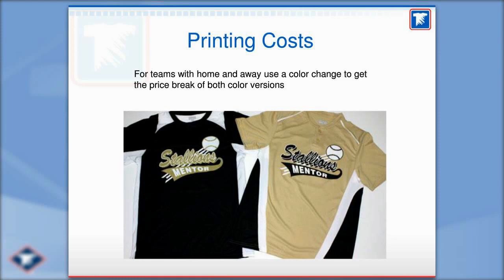Because we changed all of the gold to black, that allowed us to actually do a color change instead of doing two separate orders. So we were able to save this team a whole bunch of money because it was just one order of 30 sheets instead of an order of 15 plus an order of 15. So when you're doing home and away, make sure that it's something that's contiguous like that, all of one color changes to another color.